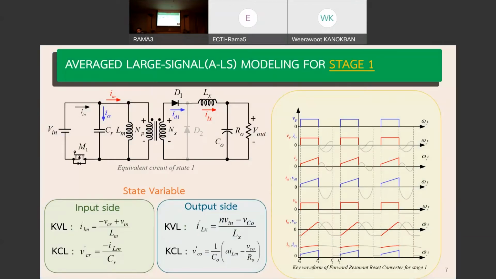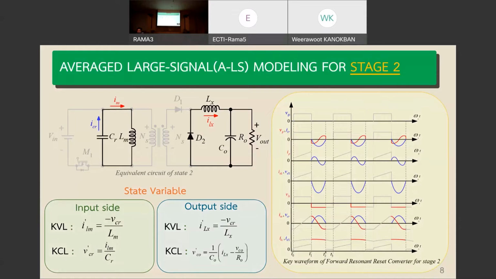The first state occurs when switch M1 works at time T0 to T1. That's called the electric current flow from electric supply to a reset capacitor, the high frequency magnetizing inductor and high frequency transformer. Expectedly, the voltage VCR would be equal to VP, and we got variable relationship of the current flowing to the high frequency magnetizing inductor following this slide.